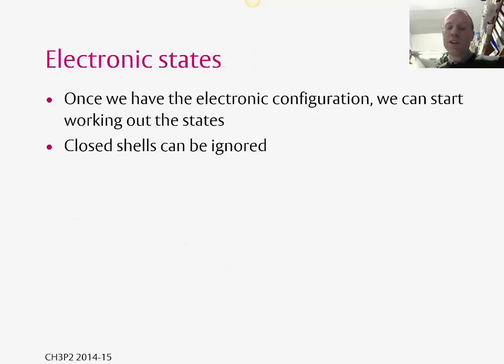So first of all, we can ignore closed shells. The reason for this is that everything cancels out and just doesn't count towards the overall angular momentum of the system. So if we've got a spin up and a spin down electron, the overall spin is 0. If we've got full electrons in orbitals with ml equals 1, 0 and -1, the overall spin is 0 and the overall orbital angular momentum is 0 because they sum to 0.